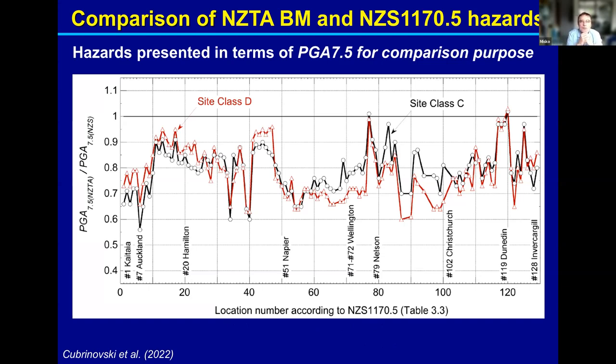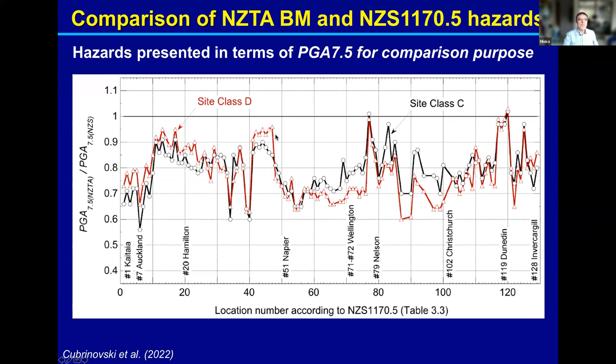So first, this is a comparison of the hazard at about 120 locations. These are locations that are published in NZS 1170. The only way to rigorously compare the two is to compare them in terms of PGA 7.5, because that is what NZS 1170 provides, and there is no way you can change this to anything else. So we recalculated the bridge manual hazard in terms of PGA 7.5 and plotted the ratio of PGA 7.5 for NZTA to PGA 7.5 of NZS 1170 across all 120 locations or so that we compared.